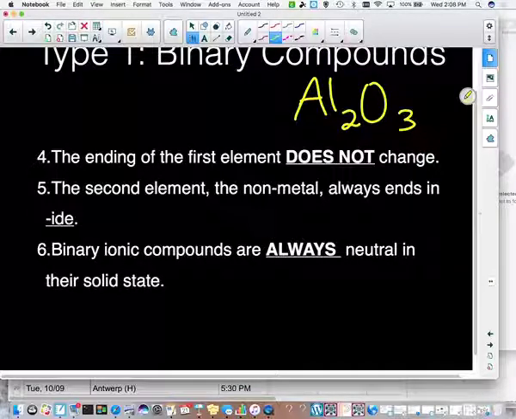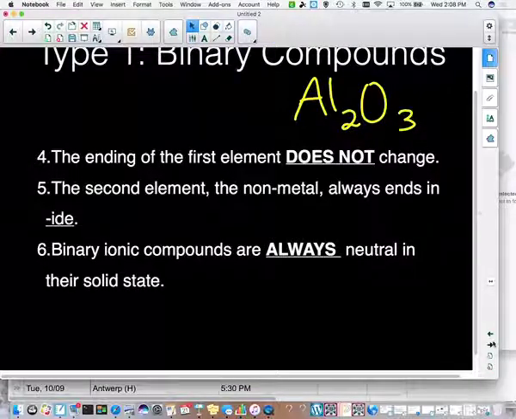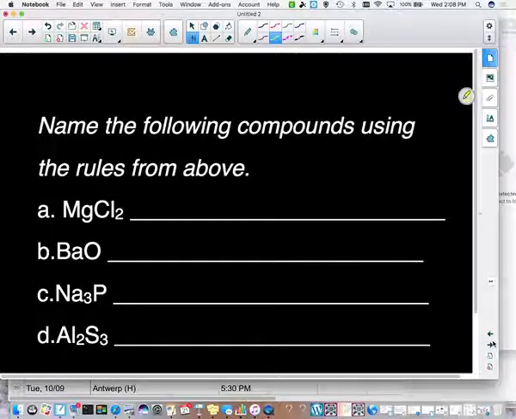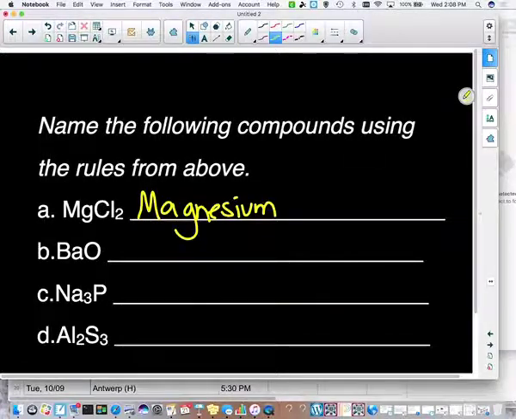Binary ionic compounds are always neutral. So if I'm balancing these charges out, they have to equal 0. All right, so some examples. MgCl2. What does Mg stand for? Magnesium. So we don't change how it's spelled. Just as it is on the periodic table, we keep it just like that. Magnesium. Cl stands for chlorine, but since it's the second element, we say chloride. So we change that "ine" to an "ide" at the end. And that's it. So pretty simple in the naming process.